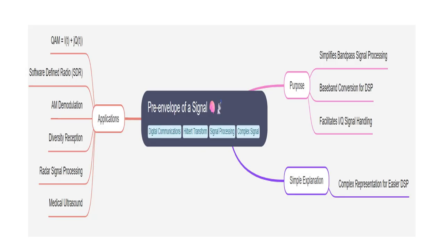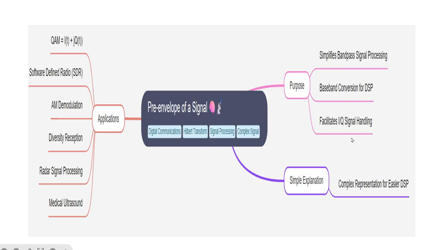Here the pre-envelope of a real valued signal is a complex valued representation which will help to analyze and process the bandpass signals, that is signals centered around a frequency higher than 0, and it can be obtained more easily in the complex baseband. The purpose of the pre-envelope is that it will transform a real signal into a complex signal, which makes the modulation and demodulation easier.